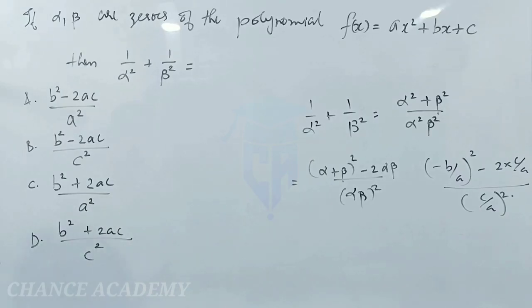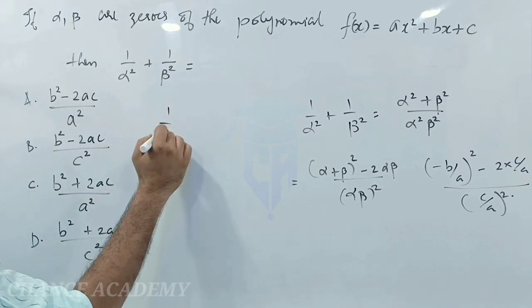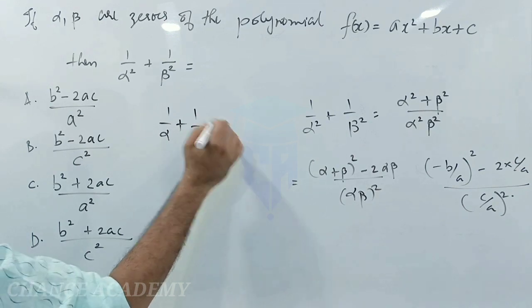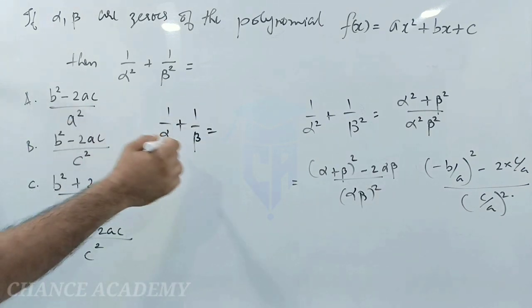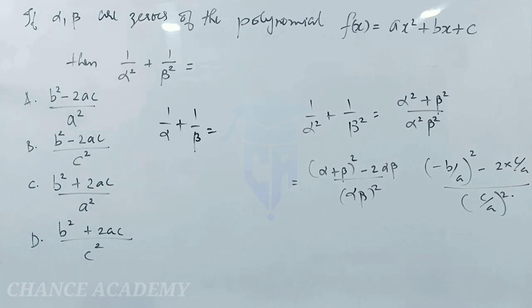So another question from polynomials. If alpha, beta are zeros of the polynomial f of x is equal to ax square plus bx plus c, then 1 by alpha square plus 1 by beta square is equal to. This can be asked in many different ways. It can be 1 by alpha plus 1 by beta equal to, such questions you can expect. In this case, it's not 1 by alpha plus 1 by beta. Instead of that, they have given 1 by alpha square plus 1 by beta square.